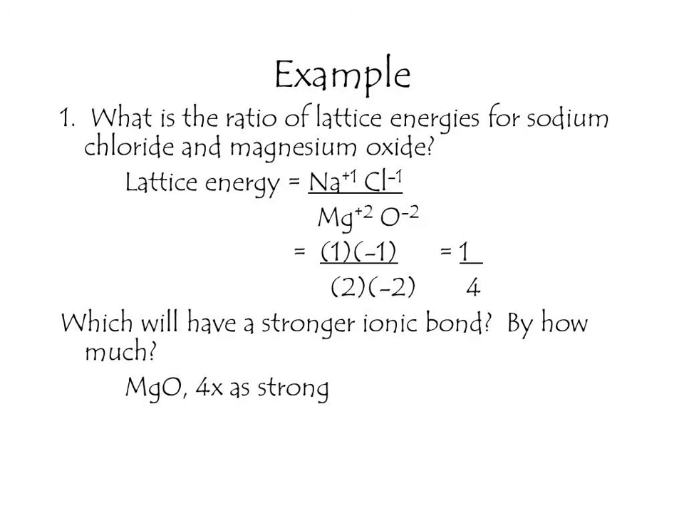But I am going to give you an example. So for example, if we were comparing magnesium oxide and sodium chloride, we know sodium chloride has a +1 for the sodium and -1 for the chlorine. Magnesium oxide, magnesium has a +2 and oxygen has -2. And if we look at this, it's 1/4. So the question we have is, which one will have a stronger ionic bond? It's the one that has a larger number, and that was magnesium oxide. So magnesium oxide will be our stronger ionic bond. And by how much? It's by 4 times.